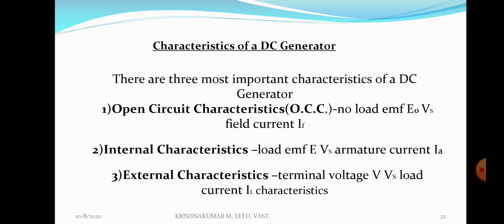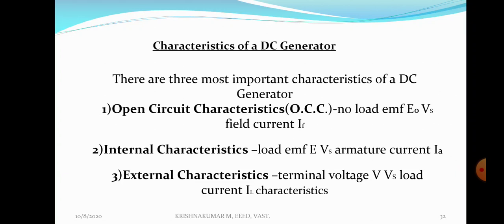There are three most important characteristics of a DC generator. Open circuit characteristics, OCC. It is also known as magnetization characteristics. No load EMF E0 versus field current IF.